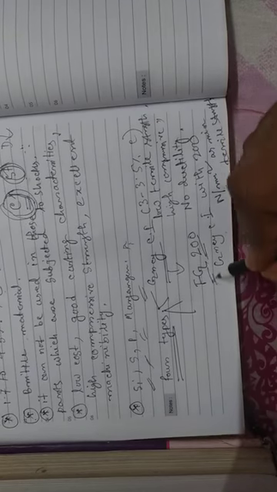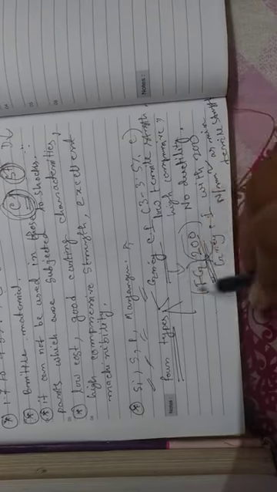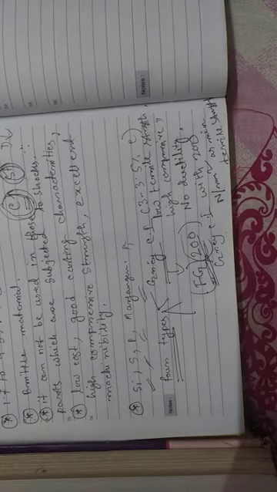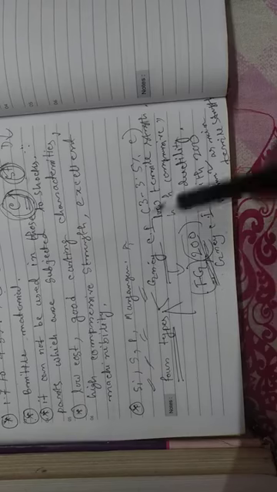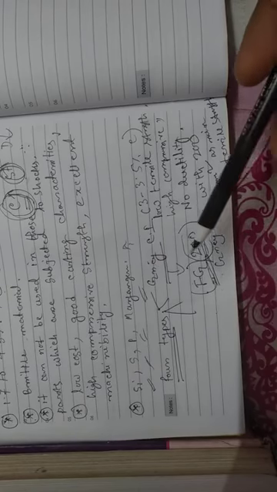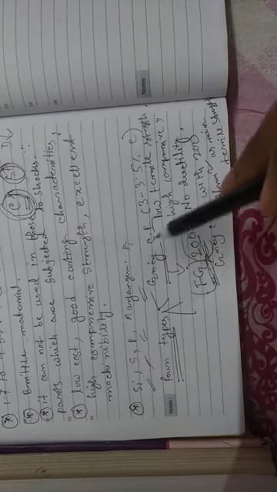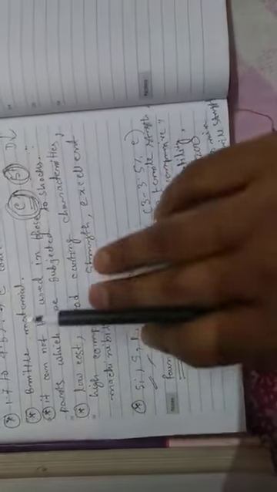FG means free graphite, because in gray cast iron the graphite is commercially in the form of free graphite. The figure may be 150, 200, or 250, which suggests the minimum tensile strength that can be given by the gray cast iron. So that's all for this part of cast iron.